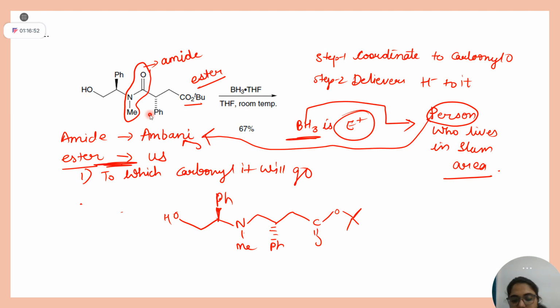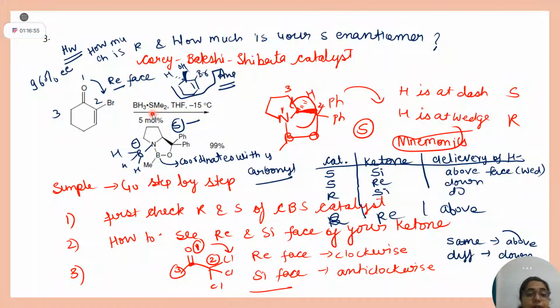Good. After that, students, the most important topic of today's session is we have seen how to decide the stereochemistry of the Corey-Bakshi-Shibata catalyst, that is your CBS reduction catalyst. Students, if you remember this slide, you will never do wrong questions related to this topic. So this is your oxazaborolidine complex.